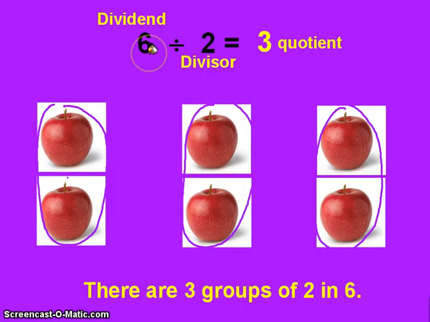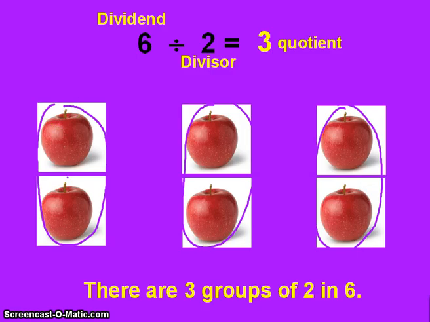The 6, our total number of apples, is called the dividend. The 2, the number of apples in each group, in this case, is called the divisor. 3, our answer, is called the quotient, and it tells us how many groups of 2 are in the 6.